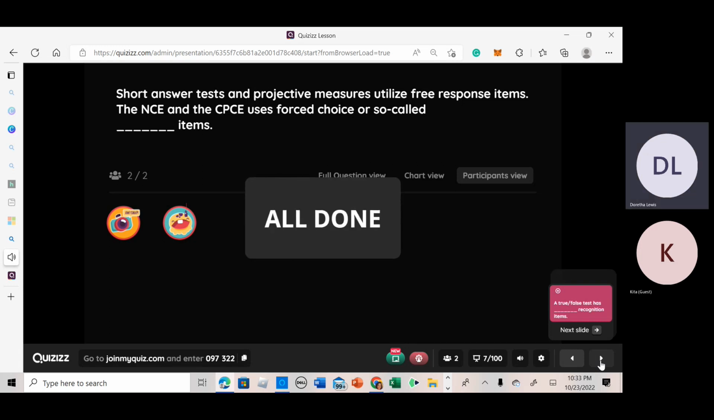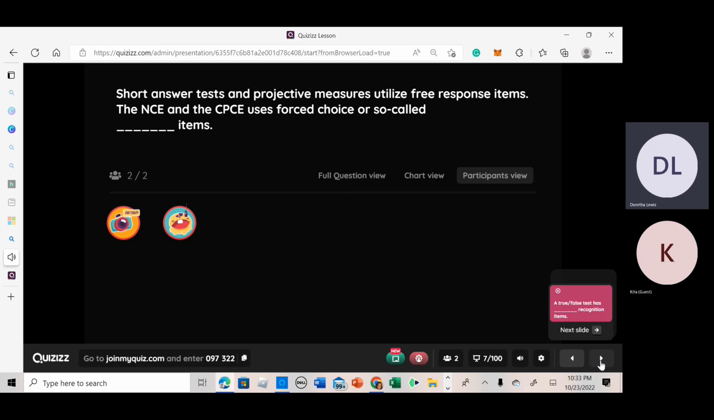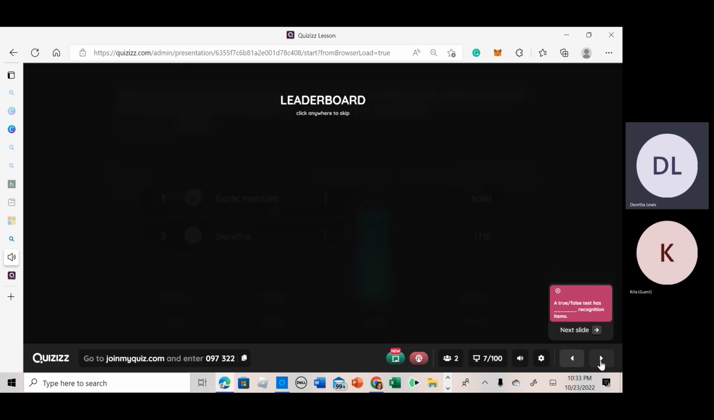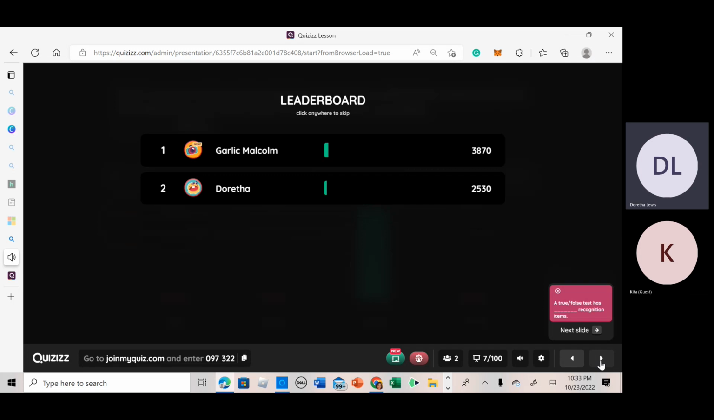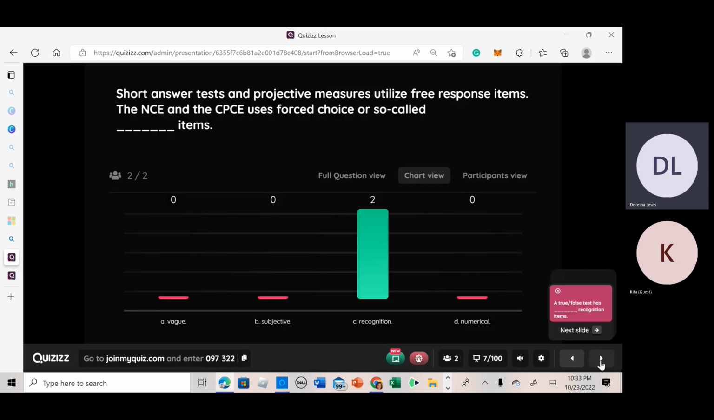Short answer tests and projective measures utilize free response items. The NCE and the CPCE use forced choice or so-called recognition items. And that goes right back to the description from the previous question.